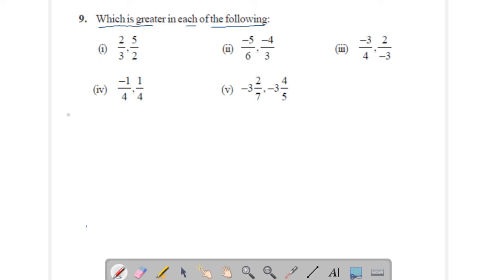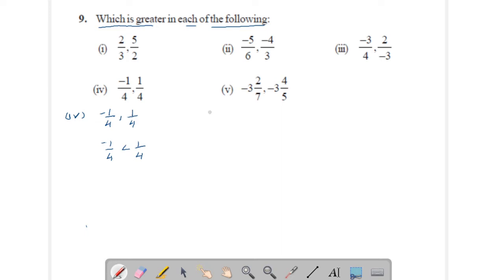Now come to fourth part. Minus 1 upon 4 and 1 upon 4. Here denominators are same. You have to compare numerator, that is minus 1 and 1. 1 is greater than minus 1. Here clearly minus 1 upon 4 is less than 1 upon 4.